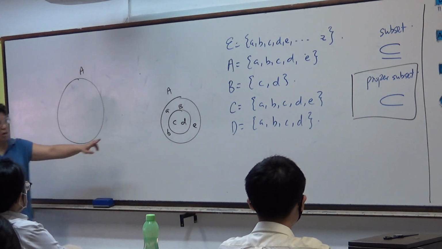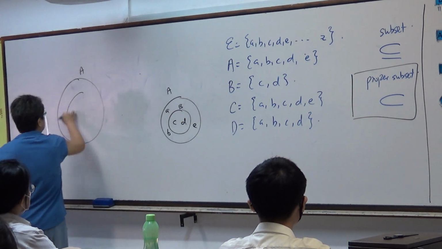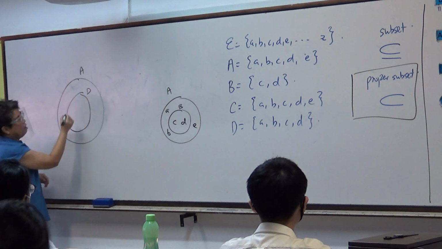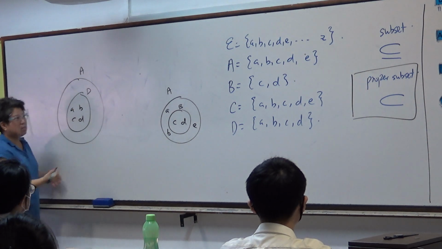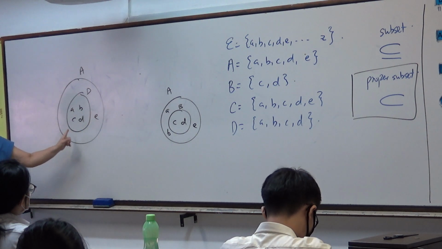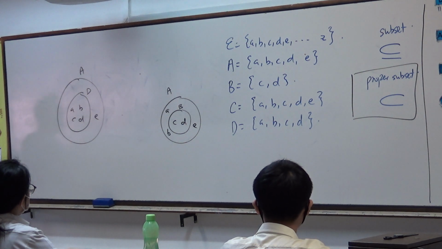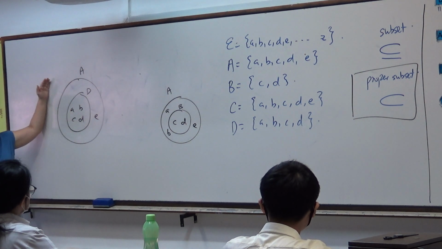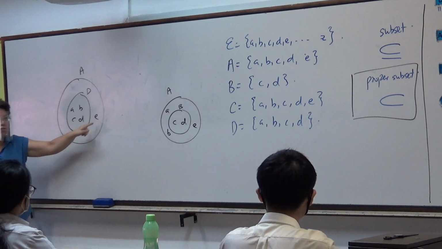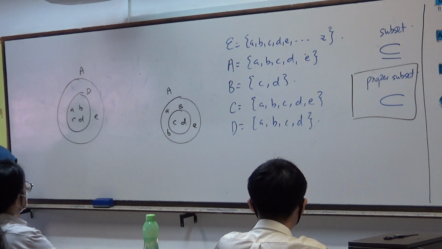A is here. Do you agree that D, the elements are also here? Okay, so I will draw D inside. Now what do I have here? A, B, C, D. What's the one that is not in D but in A? E, right? Then I want to ask a question. Is D a proper subset of A? Yes, because there's one more extra outside. Do you understand what I'm talking about?